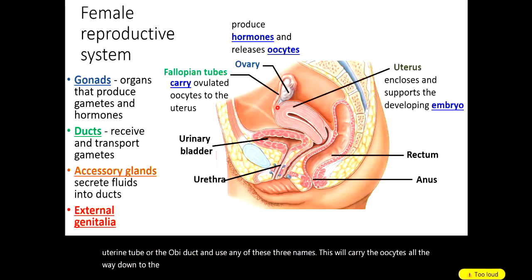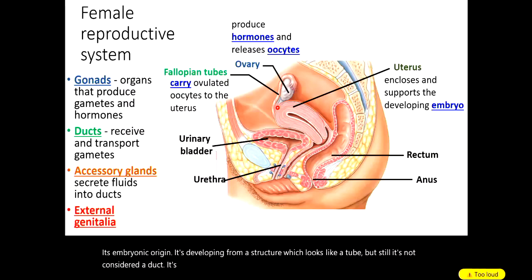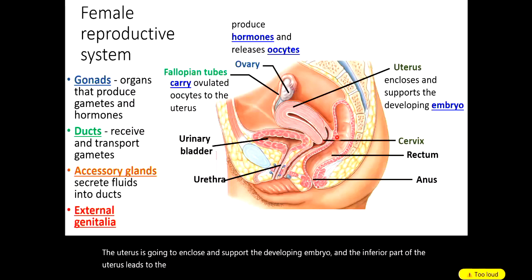And so the uterus is part of the female reproductive tract. When you think about its embryonic origin, it's developing from a structure which looks like a tube, but still it's not considered a duct. It's considered the female reproductive tract. The uterus is going to enclose and support the developing embryo, and the inferior part of the uterus leads to the structure called the cervix, right?